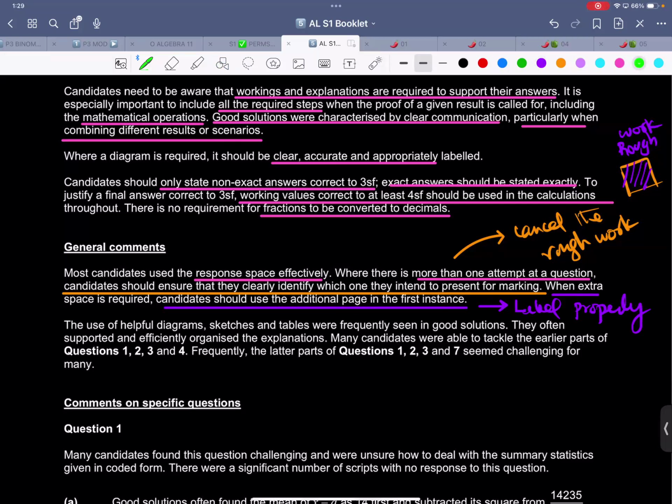The use of helpful diagrams, sketches, and tables were frequently seen in good solutions. Now read it backward. What are good solutions? Those that use diagrams and sketches and tables. The examiner has categorized that the use of helpful diagrams, sketches, and tables were frequently seen in good solutions. So a good solution should accompany all these things. They often supported and efficiently organized the explanations. Now this 'they' means the diagrams, the sketches, and the tables.